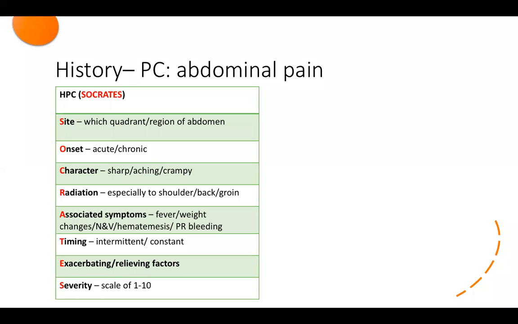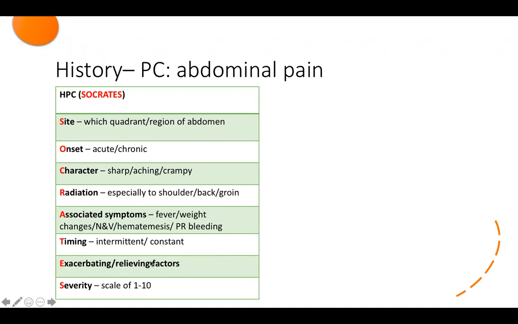Are there any associated symptoms? So is there any fever, any weight changes, either up or down, nausea, vomiting, any hematemesis, or any bleeding from the back passage? You want to know the timing as well. So is the pain constant? Is it always there, or does it come and go? Have they tried anything to relieve the pain? So any medications or anything else? Or is there anything that makes the pain particularly worse?